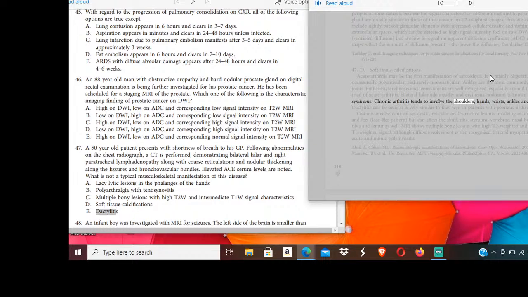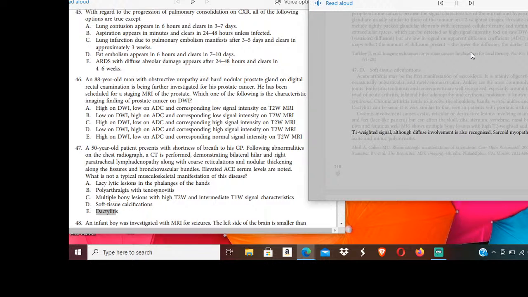Chronic arthritis tends to involve the shoulders, hands, wrists, ankles and knees. Dactylitis can be seen. It is very similar to that seen in patients with psoriatic arthritis. Osseous involvement causes cystic, reticular or destructive lesions involving mainly the hands and feet, lace-like pattern, but can affect the skull, ribs, sternum, vertebrae, nasal bones, pelvis, tibia and femur as well. MRI shows multiple bony lesions with high T2-weighted and intermediate T1-weighted signal, although diffuse involvement is also recognized.